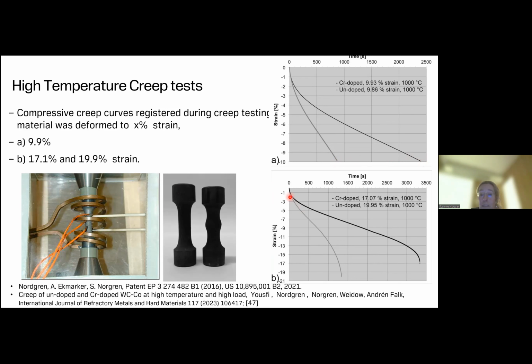And here you can see the same going up to 17% of deformation, where it took around 1,100 seconds without chromium addition. And in this case, when we have the layers, it took around 3,400 seconds. And this is actually used today in the Sandvik mining rock drilling products. And of course, it's patented all around the world. And now recently published for those who would like to read more.